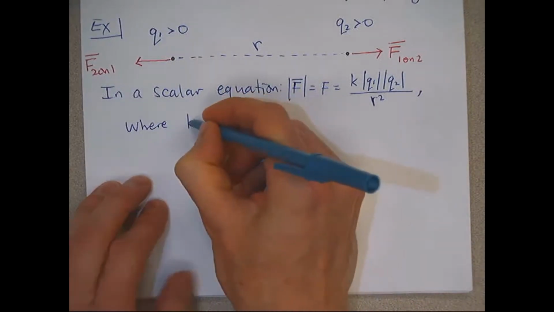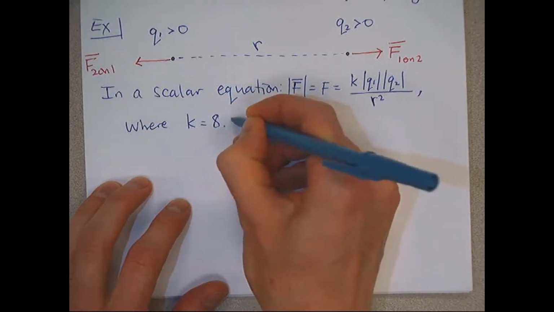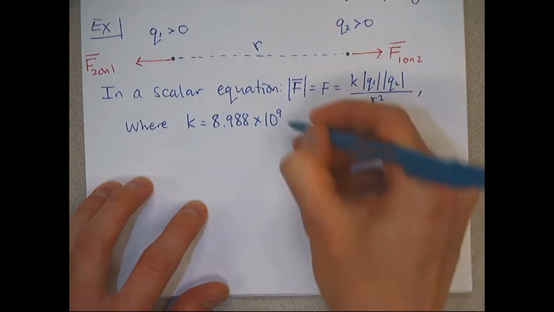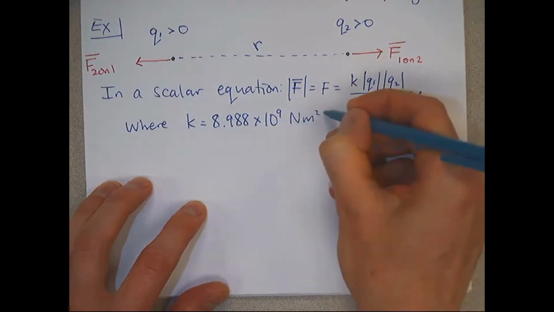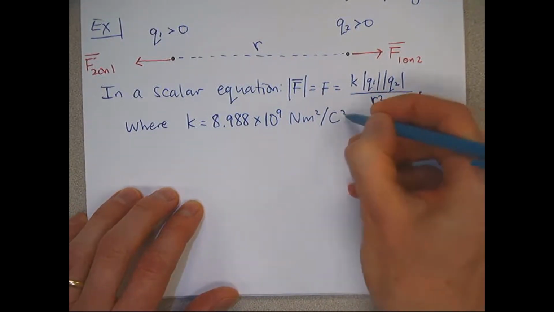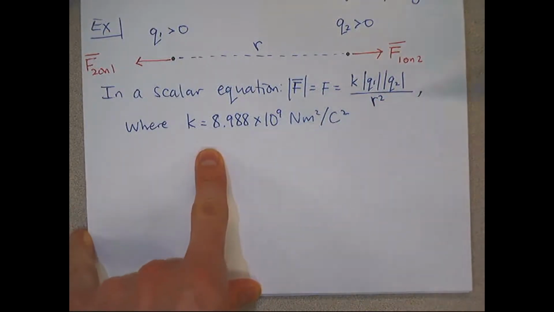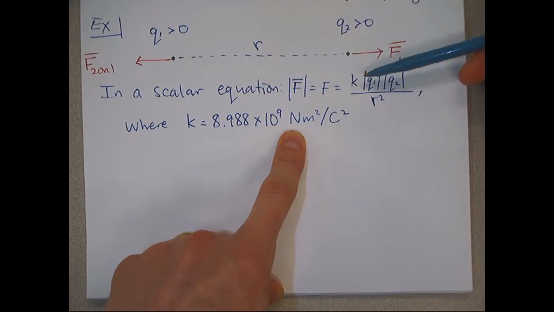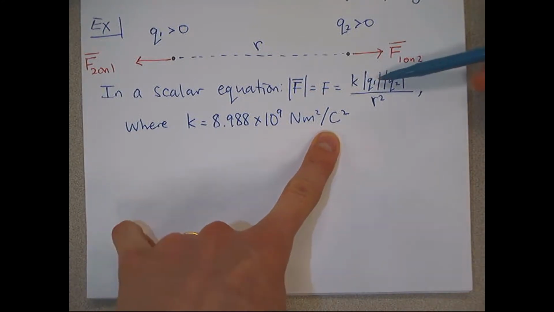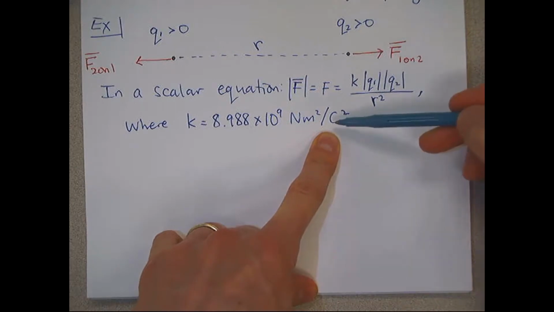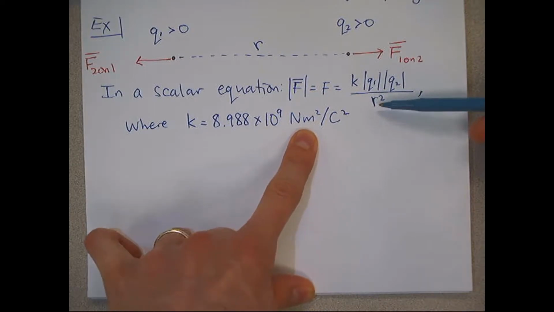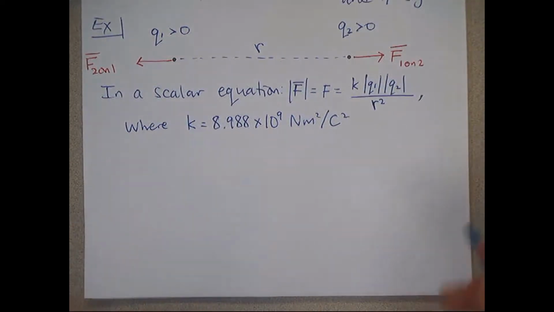That Coulomb's constant has a value of 8.988 times 10 to the 9 Newton meter squared per Coulomb squared. You can see it's a proportionality constant that must create a force on the left-hand side, so we need newtons in the numerator. It must cancel out the 2 coulombs in the numerator, so we have per Coulomb squared, and it must cancel out the 2 factors of a meter in the denominator, so you have meter squared on top.